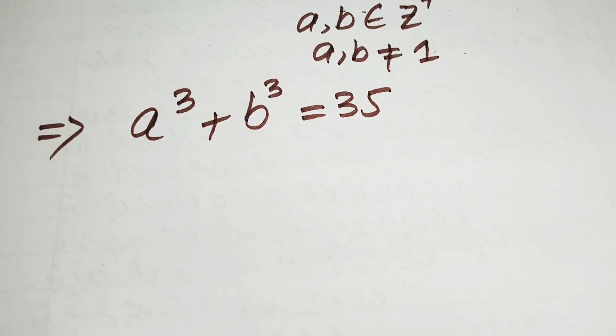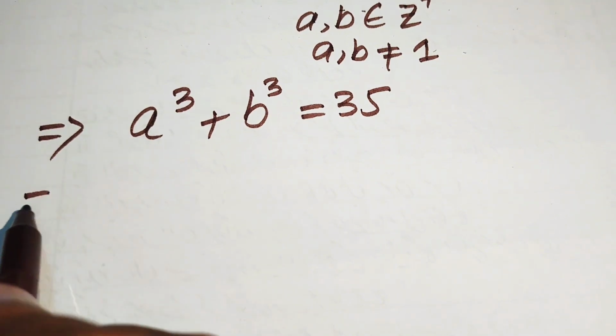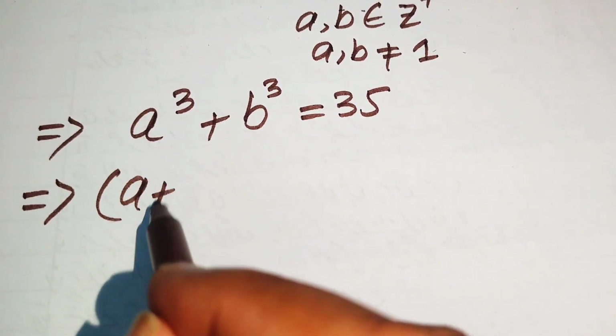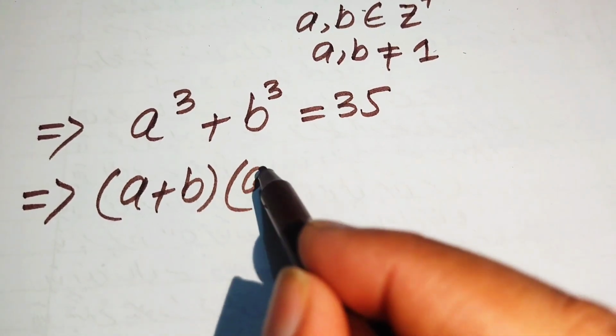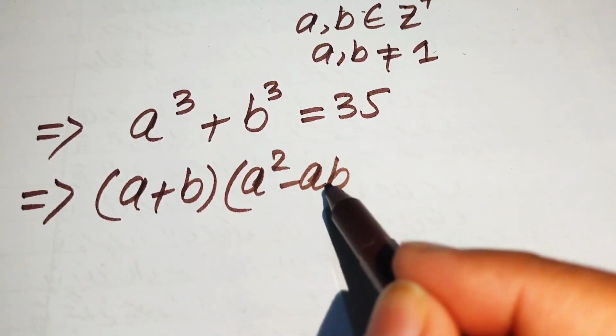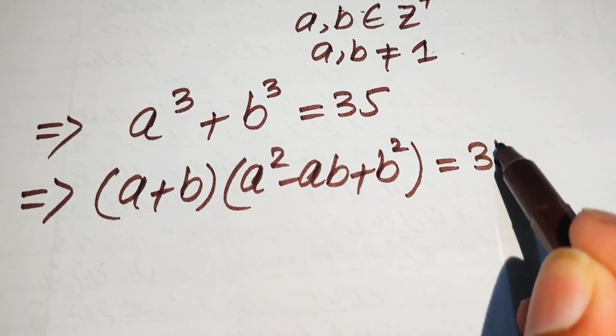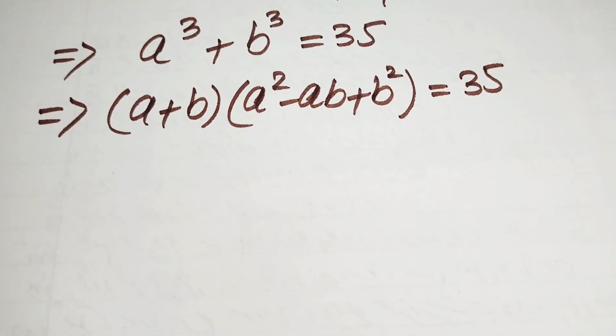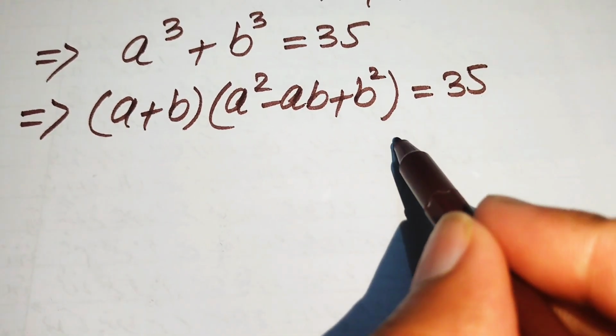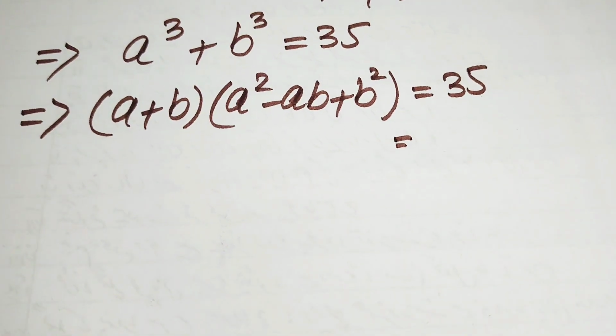And now here we use the nice cubic formula on the left hand side, and we know that a cube plus b cube is equal to a plus b times a square minus ab plus b square, and this is equal to 35. So here you focus on the left hand side, and you see that we have two factors multiplied by each other, but on the right hand side we have only one factor. So here we just find the possibilities in which the product of two numbers is equal to 35.